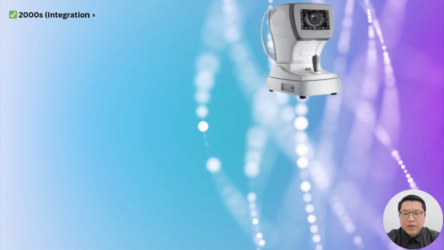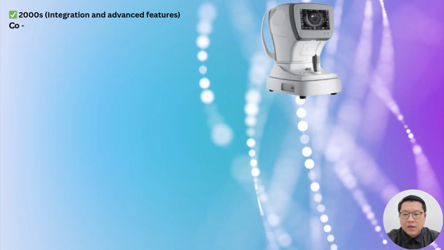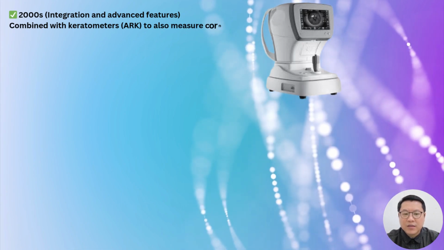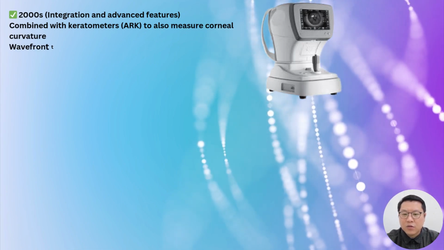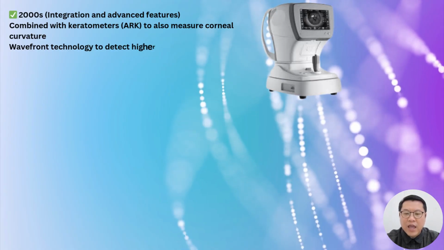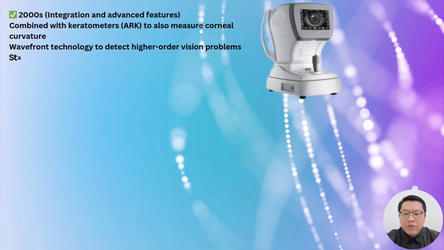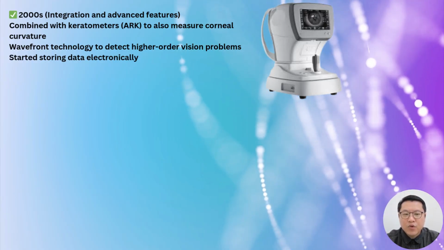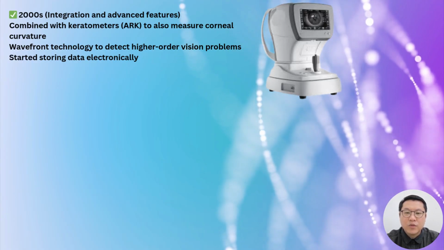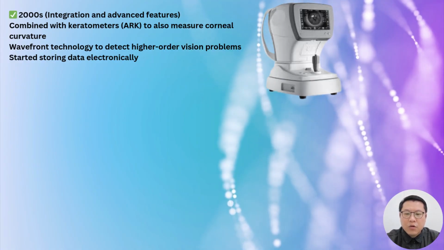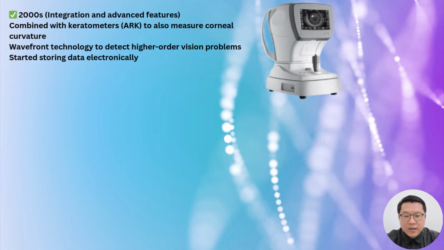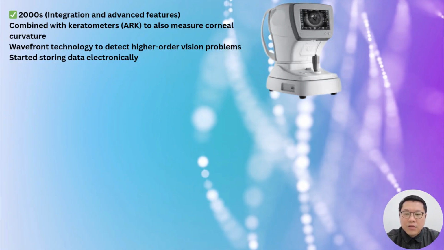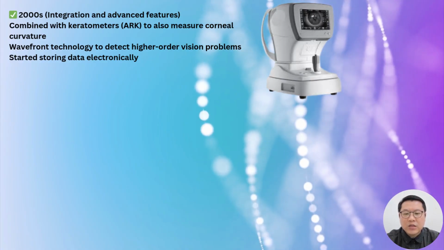The 2000s mark a period of technological integration. Devices were combined with keratometers, forming autorefractor keratometer (ARK) unit that could measure both refractive error and corneal curvature. Wavefront technology was introduced to detect higher order aberration, which improved accuracy in detecting more complex visual problems. Machines also began to store data electronically, enabling easy comparison between visits. This brought autorefractor closer to the digital health era.